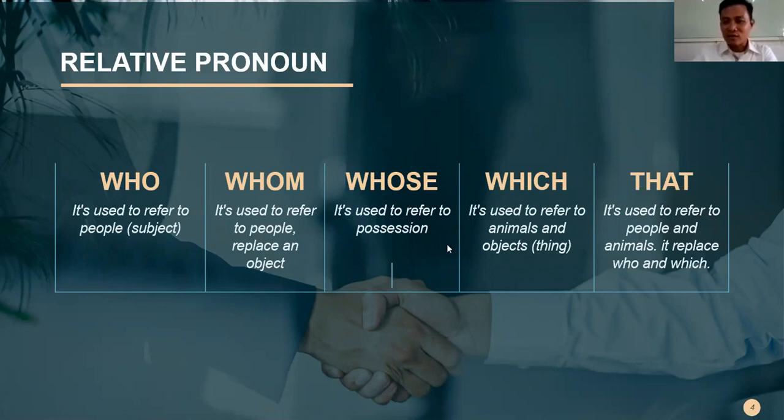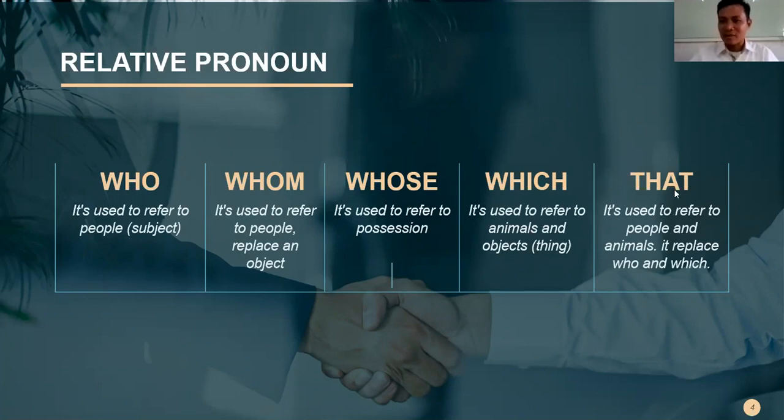Whose is used to refer to possession. What does possession mean? It means when you have something, kepemilikan, kepunyaan. Then which is used to refer to animals, objects or things, non-people. It is the opposite of who. Who is for people and which is for a thing, animal or other object. Which can replace a subject and also an object of a thing.